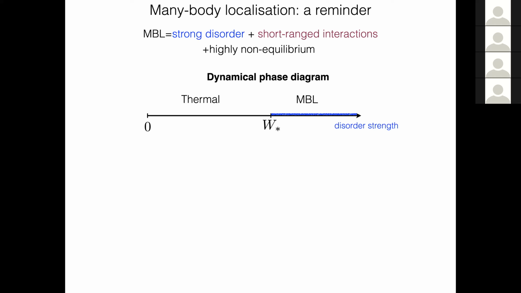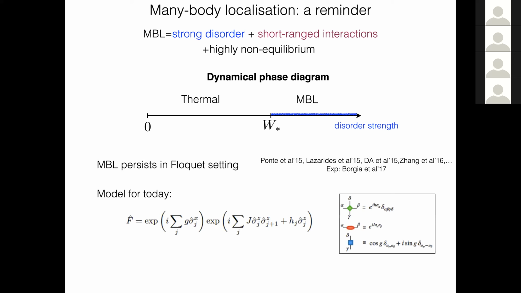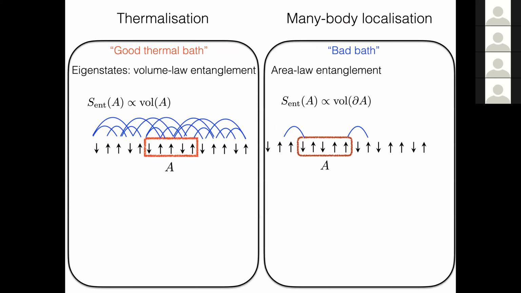So the general idea of MBL is that when you crank up disorder and your interactions are short range, your system fails to thermalize. And the model I will concentrate on today is again the same model, where now I would make the Z field disordered on different sites, and G and J should be sufficiently small for MBL to be possible.